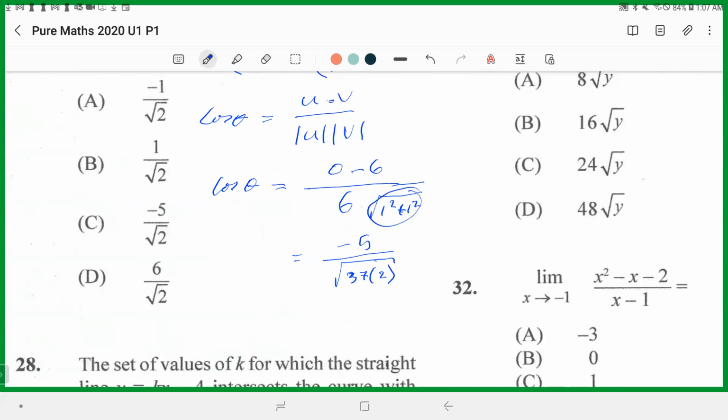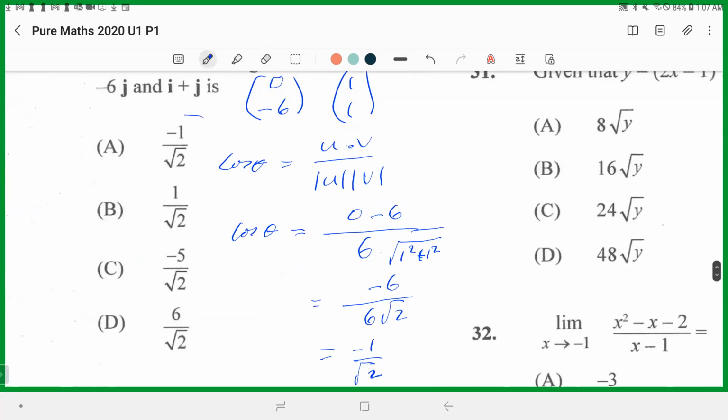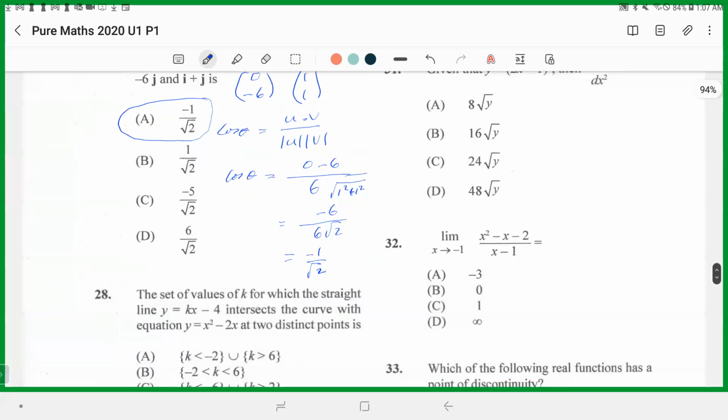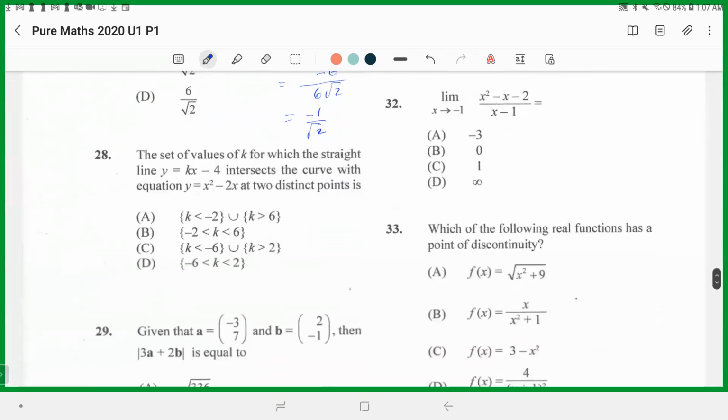And you have root 2. So it works out nice now. The numerator is -6. And the denominator becomes 6 root 2. So they cancel and you get -1 over root 2. The answer is A. And it's always good if you can find any mistakes. Nobody can avoid making mistakes. Just finding them is another thing. Finding your mistakes. All right, next one.